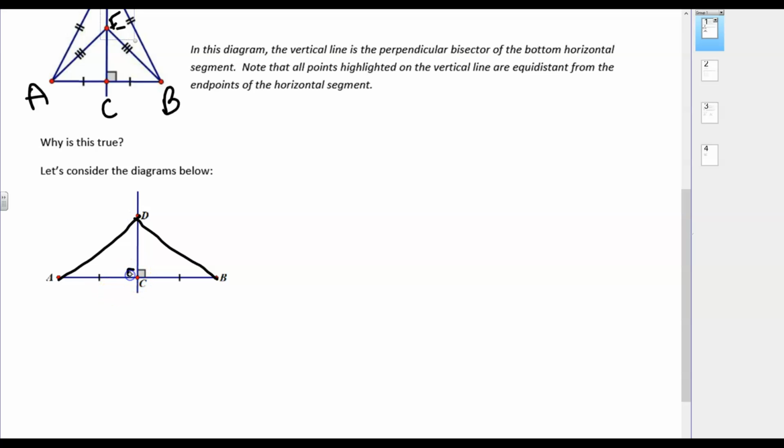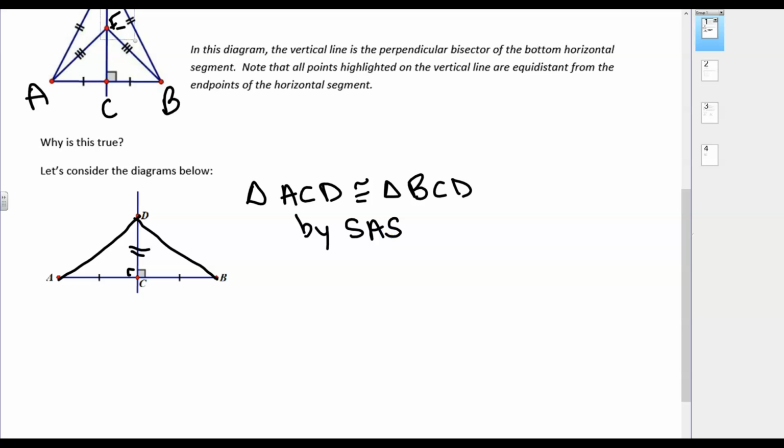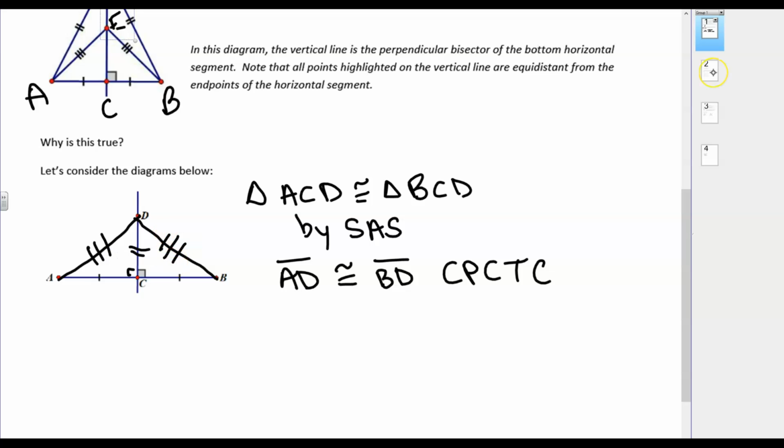is 90 degrees, this is also 90 degrees, and they share this reflexive side CD, which means that triangle ACD is congruent to triangle BCD by side angle side. And because they are congruent, that means that segment AD is congruent to segment BD because corresponding parts of congruent triangles are congruent. So I can conclude that these two segments are congruent. That's why the perpendicular bisector theorem works.